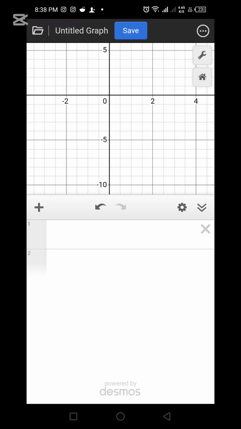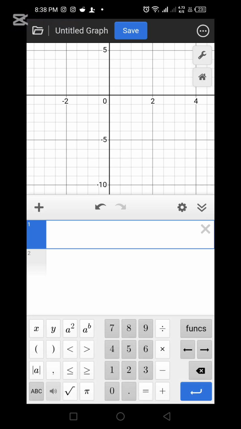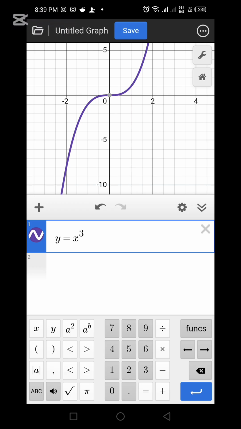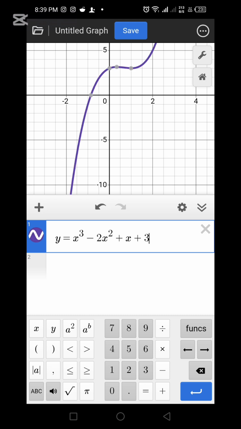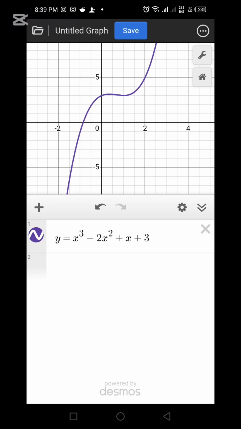Okay, let us look at the Desmos curve. That is when we plot the graph of the problem on Desmos and see what the results will give us. So this is y equals x cubed minus 2x squared plus x plus 3. So this is the curve.